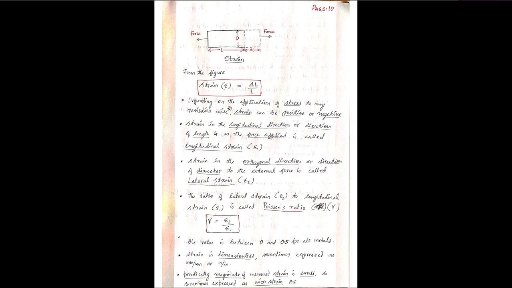Depending on the application of stress to any resistive wire, strain can be positive or negative. That is, the force exerted can be either in the outward direction or in the inward direction. Based on that, strain can be classified as a positive strain or a negative strain.